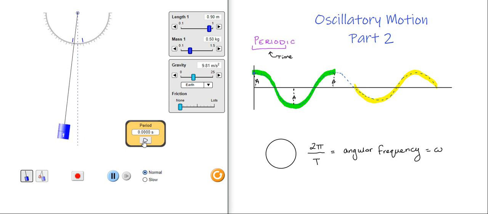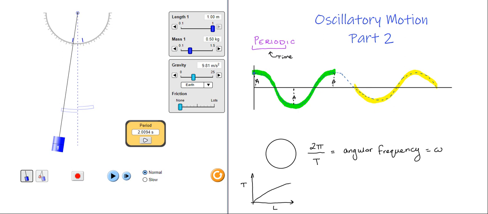So it seems like the length and the period are at least directly proportional. But if we were to actually graph these values, we would see that it's not increasing by the same amount every time, and in fact it's going to increase by less as we lengthen this string. And so if we were to graph the period versus the length, we find that we will have a square root relationship. So we're going to say that T is proportional to the square root of L.